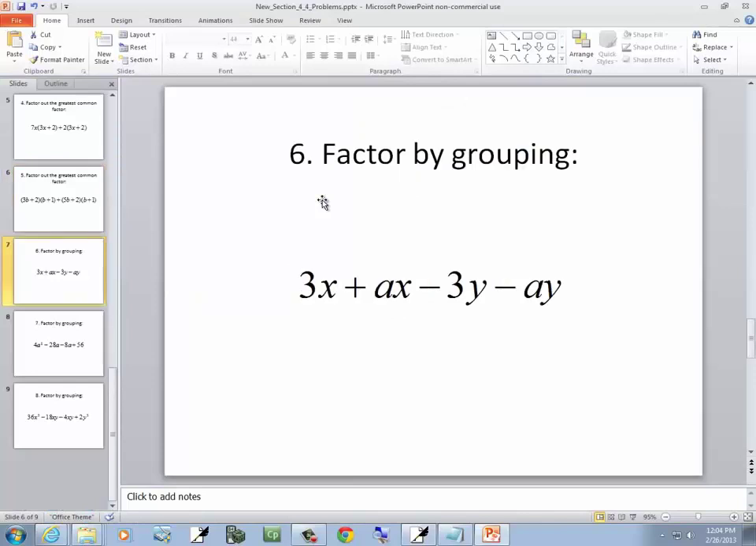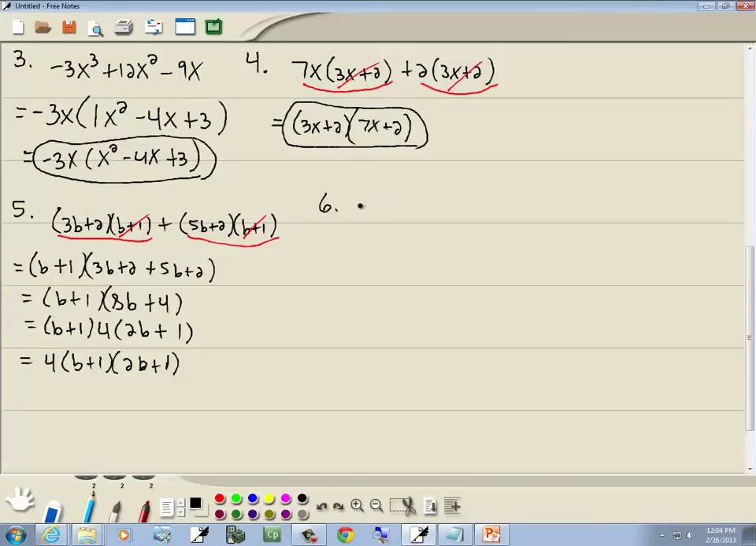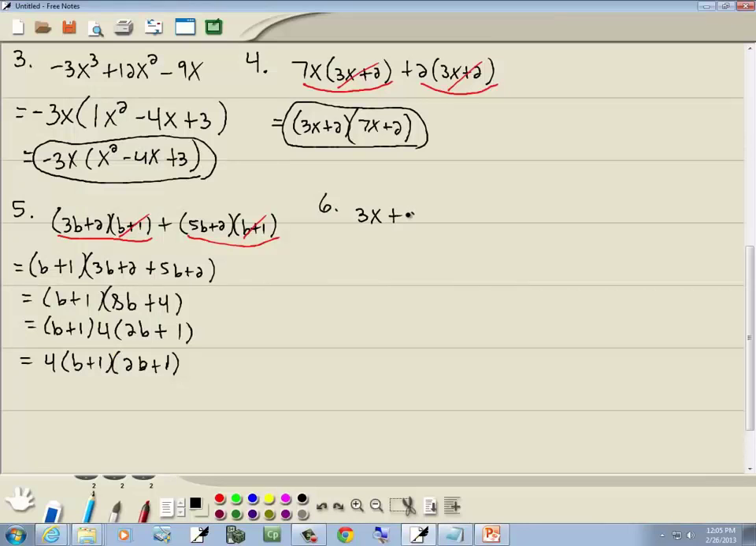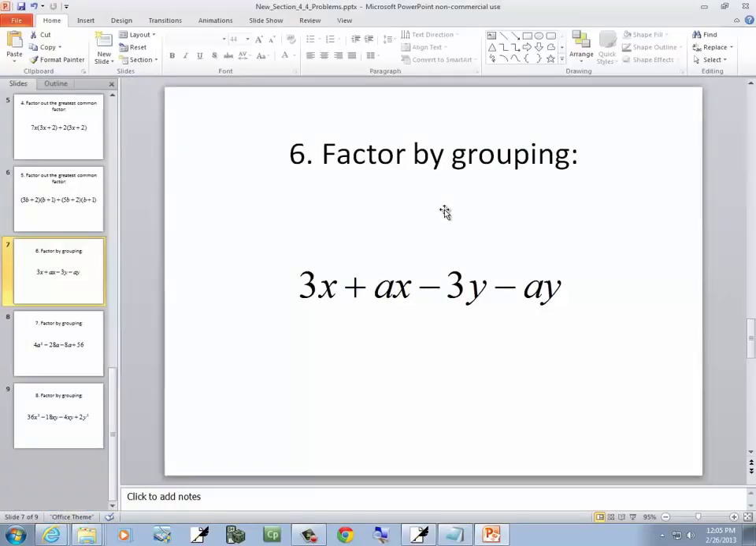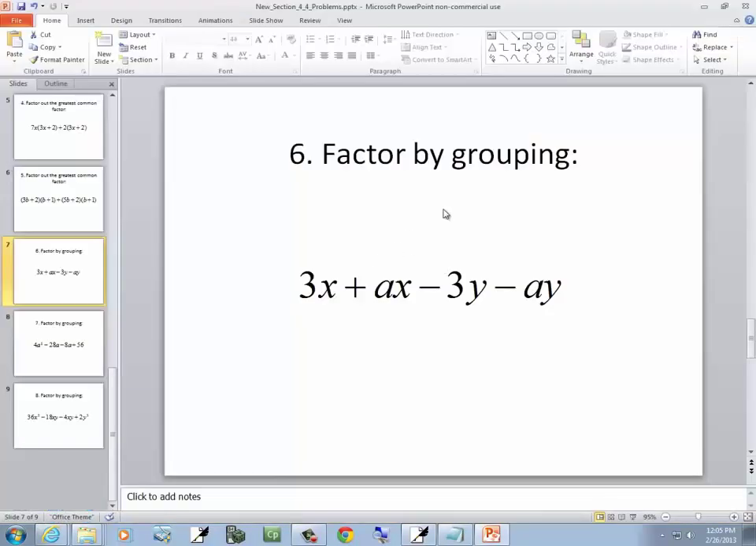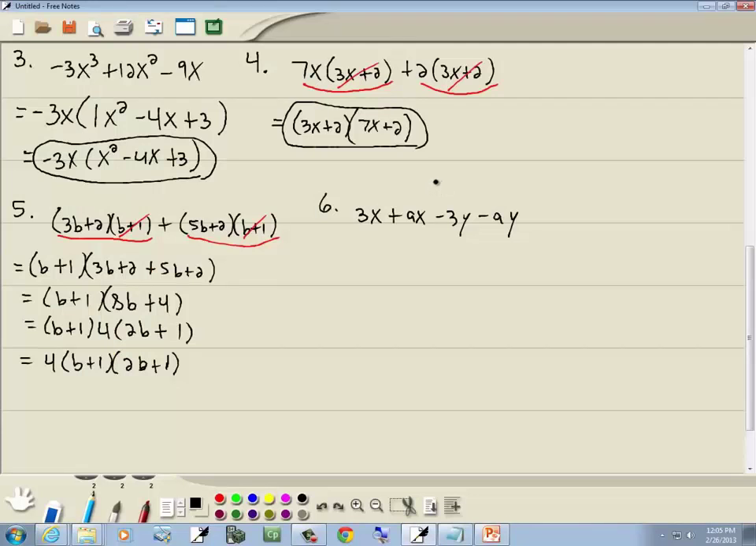Okay, let's look at grouping. We got 3x plus ax minus 3y minus 8y. Now it says factor by grouping. It'd be better if they didn't say anything.